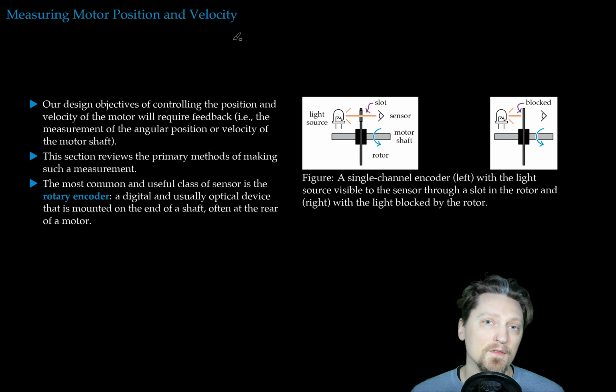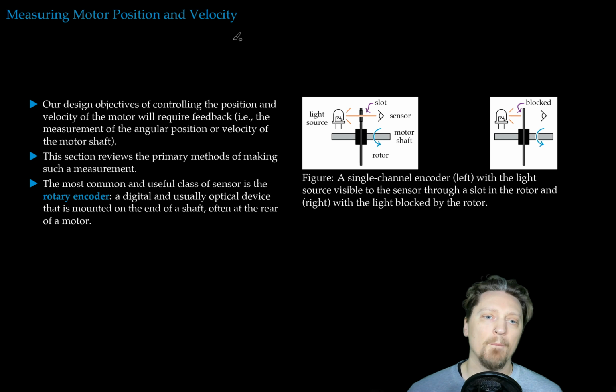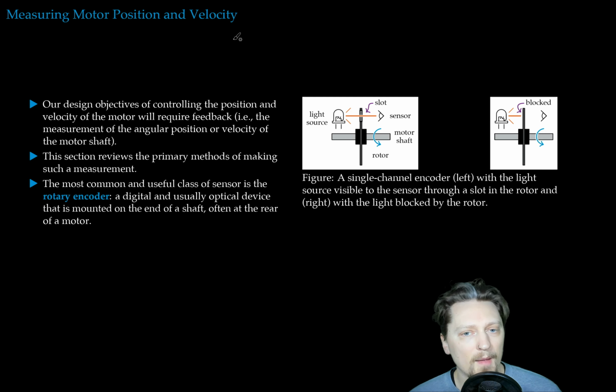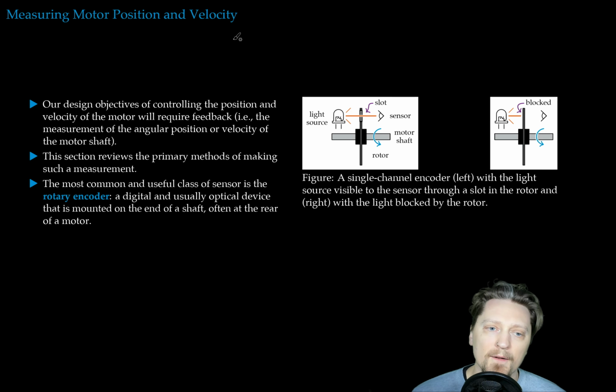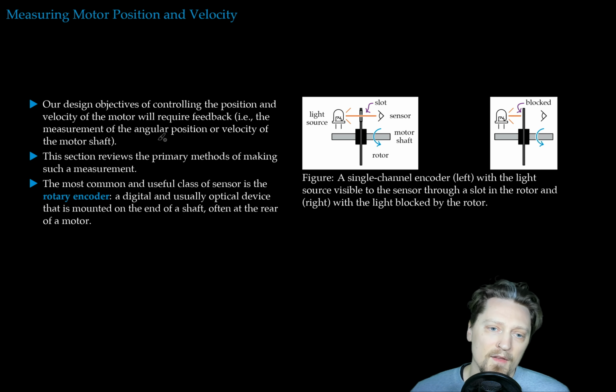Our design objectives in this book overall of controlling the position and velocity of the motor will require feedback, i.e., the measurement of the angular position or velocity of the motor shaft. This section reviews the primary methods of making such a measurement. The most common and useful class of sensor is the rotary encoder, a digital and usually optical device that is mounted on the end of a shaft, often at the rear of the motor. Here is what that looks like.